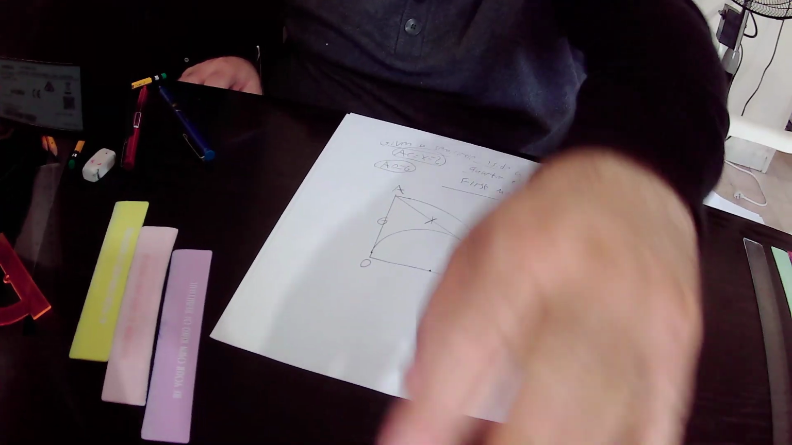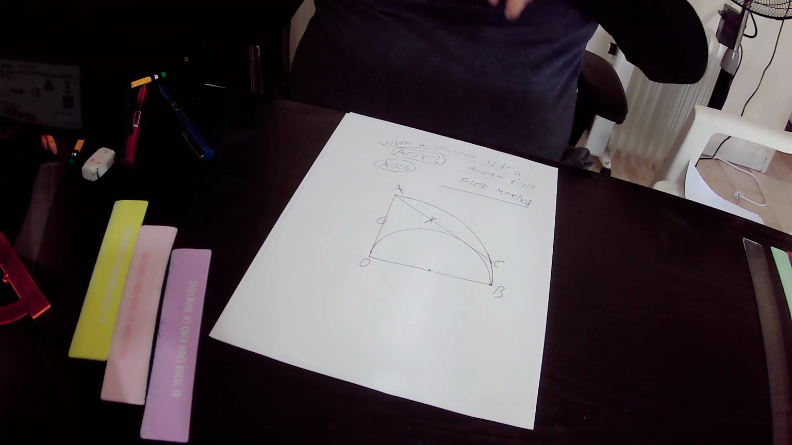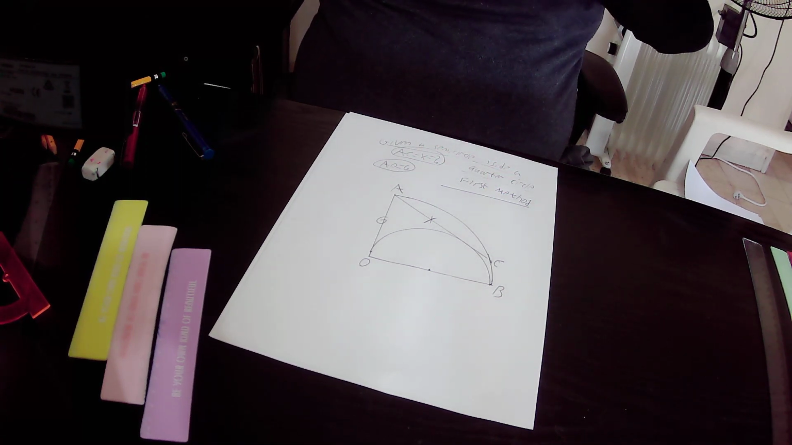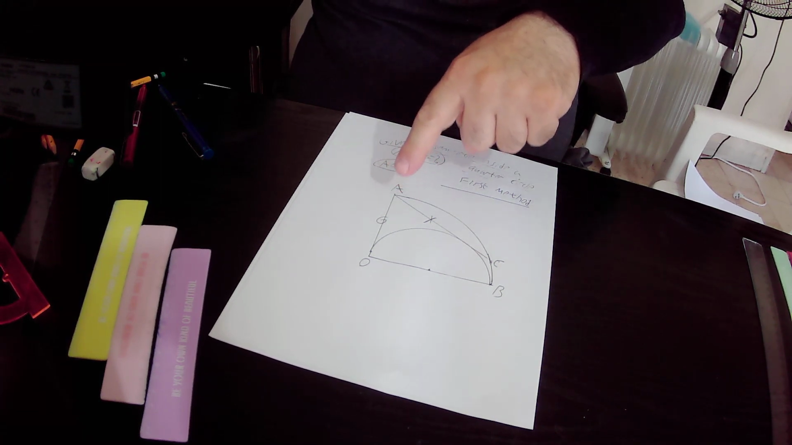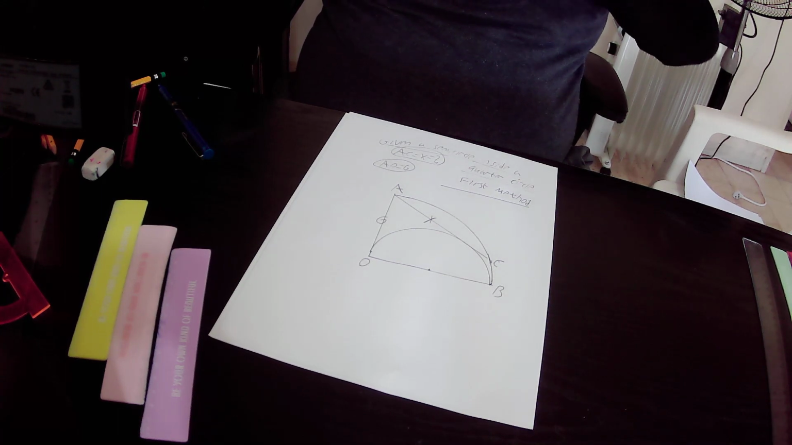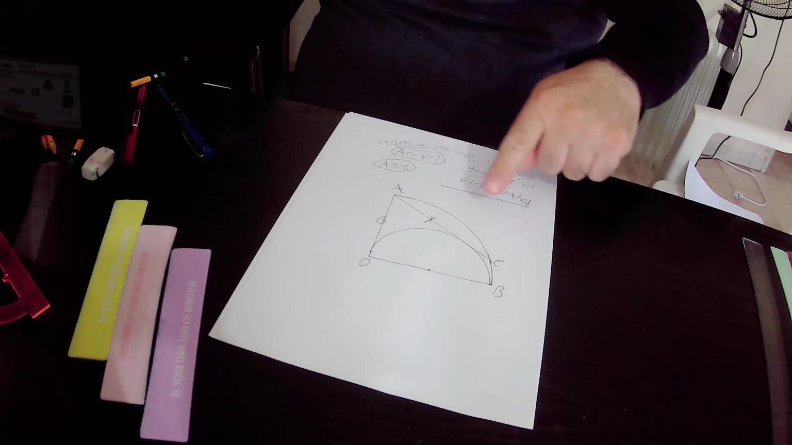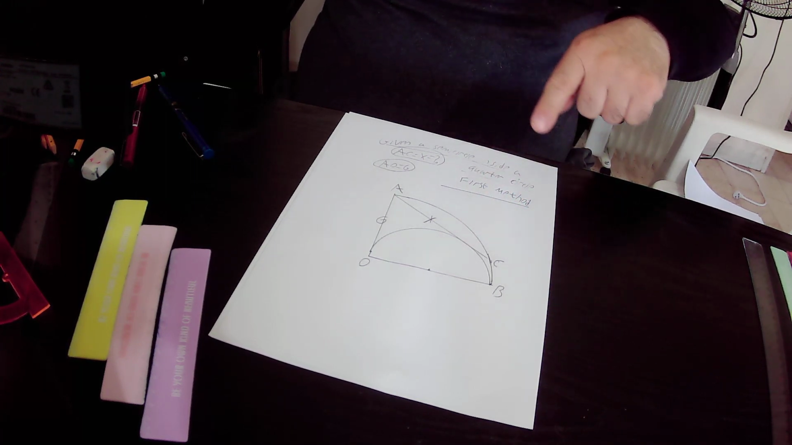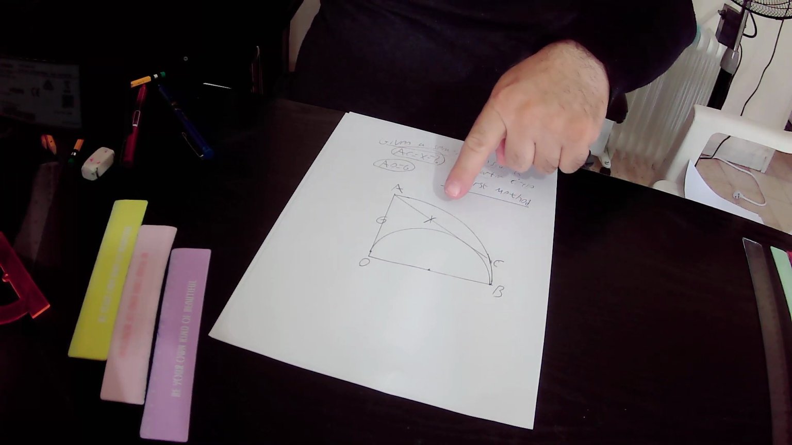Hello, in this lecture we'll find out the length of line segment X using two different methods. In the drawing we have a semicircle inside a quarter circle. We know that AO equals 6 units. Side AC is tangent to the semicircle at this point, and we want to find out the length of side AC, that is actually equal to x.